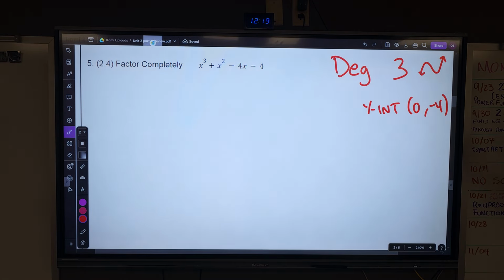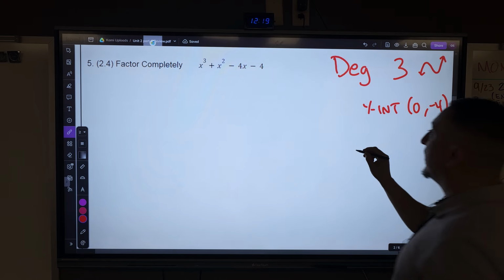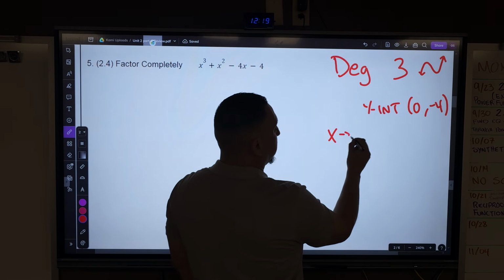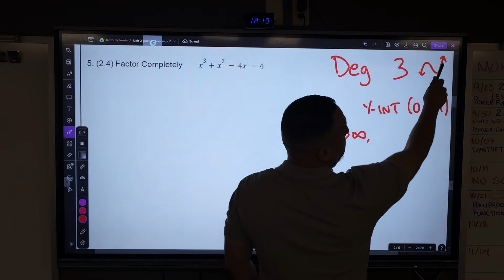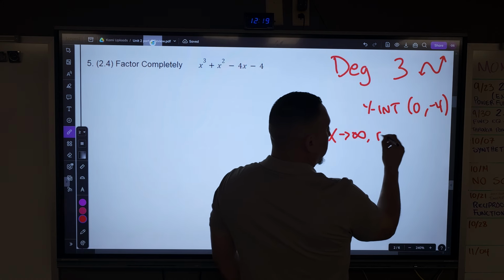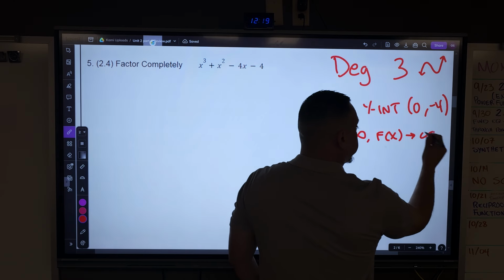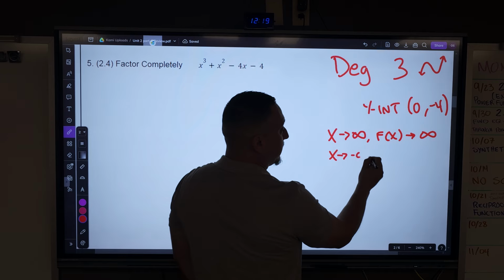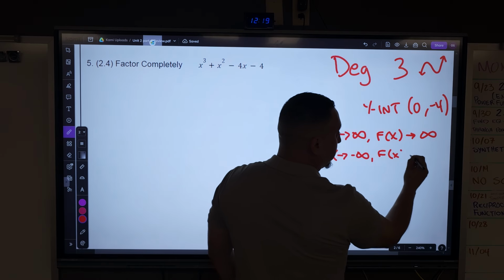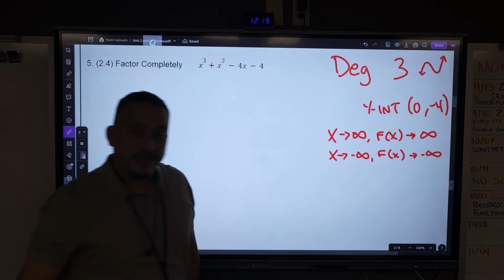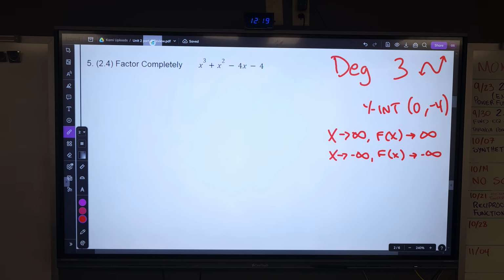The reason this matters is because if they ask you for end behavior, I already know my end behavior. The right arm is pointing up, so it's up, infinity. The left arm is pointing down, negative infinity. So we can take any question and answer those questions like that. What we lack is the roots, which is why factor by grouping is handy.